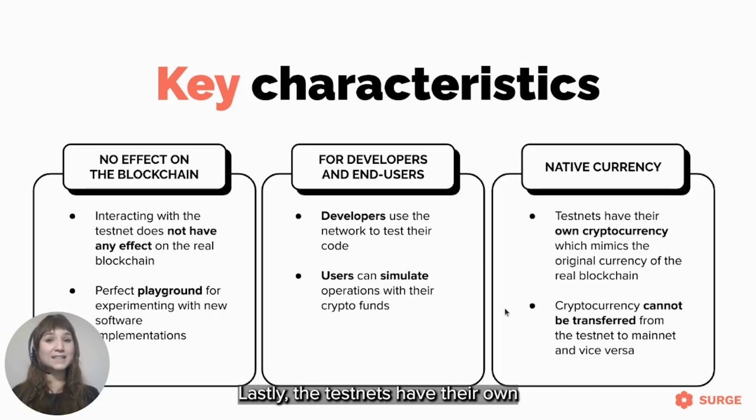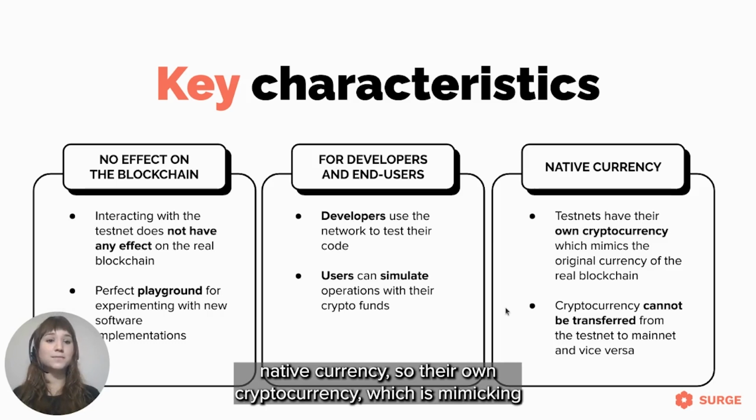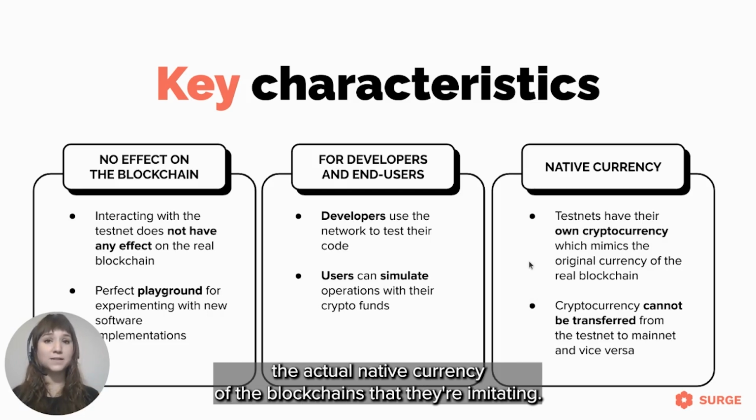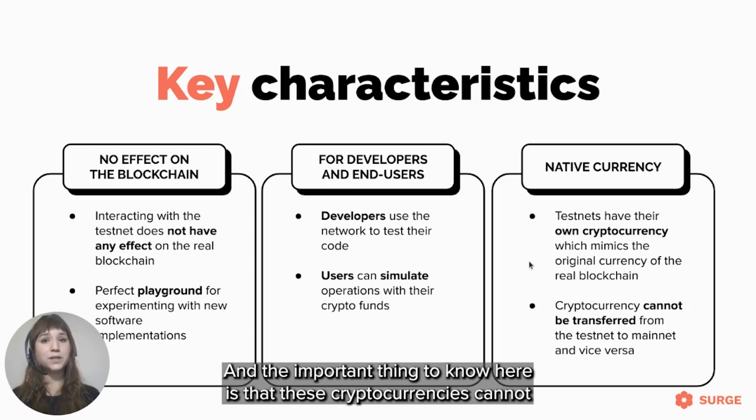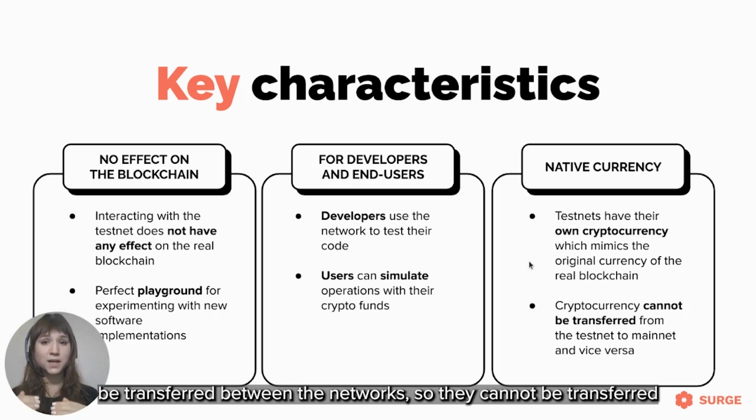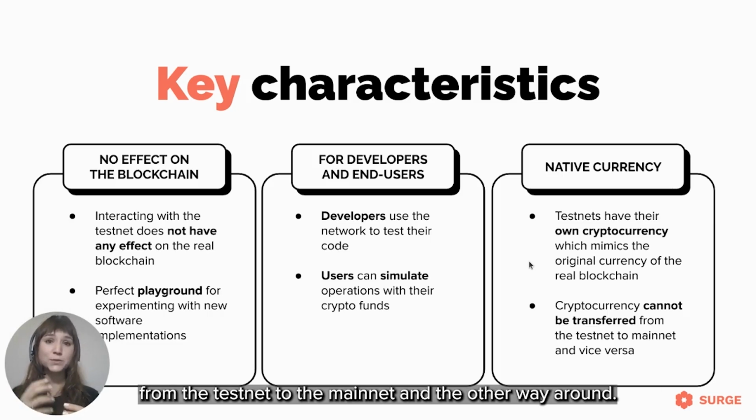Lastly, the testnets have their own native currency, their own cryptocurrency, which mimics the actual native currency of the blockchains that they are imitating. And the important thing to know here is that these cryptocurrencies cannot be transferred between the networks, so they cannot be transferred from the testnet to the mainnet and the other way around.